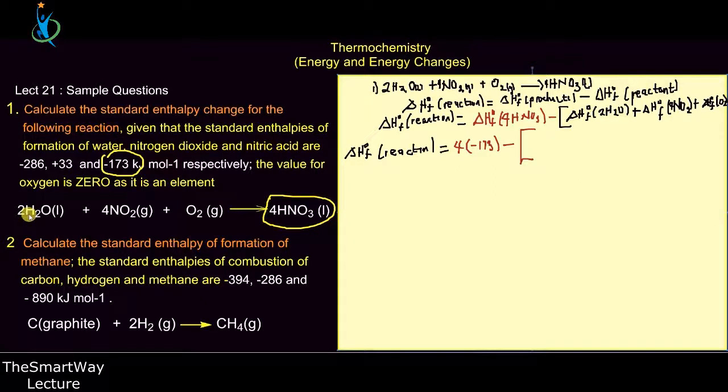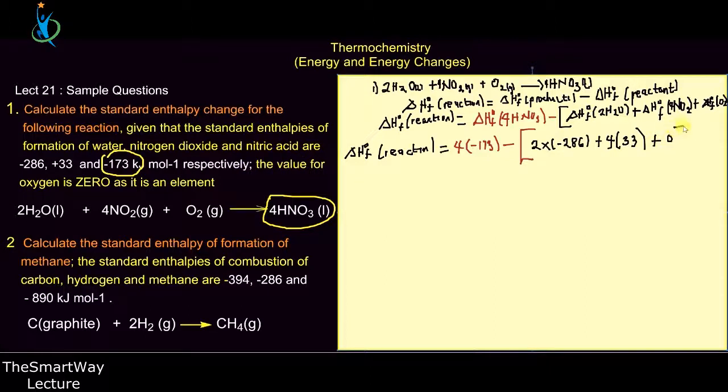For the reactant, the formation of water is 2 times the value they give us in the question, which is negative 286. And then we add it to the other reactant, which is also 4 moles, but the specific energy is positive 33. And then they said that the value for oxygen is 0. The formation of oxygen is 0.